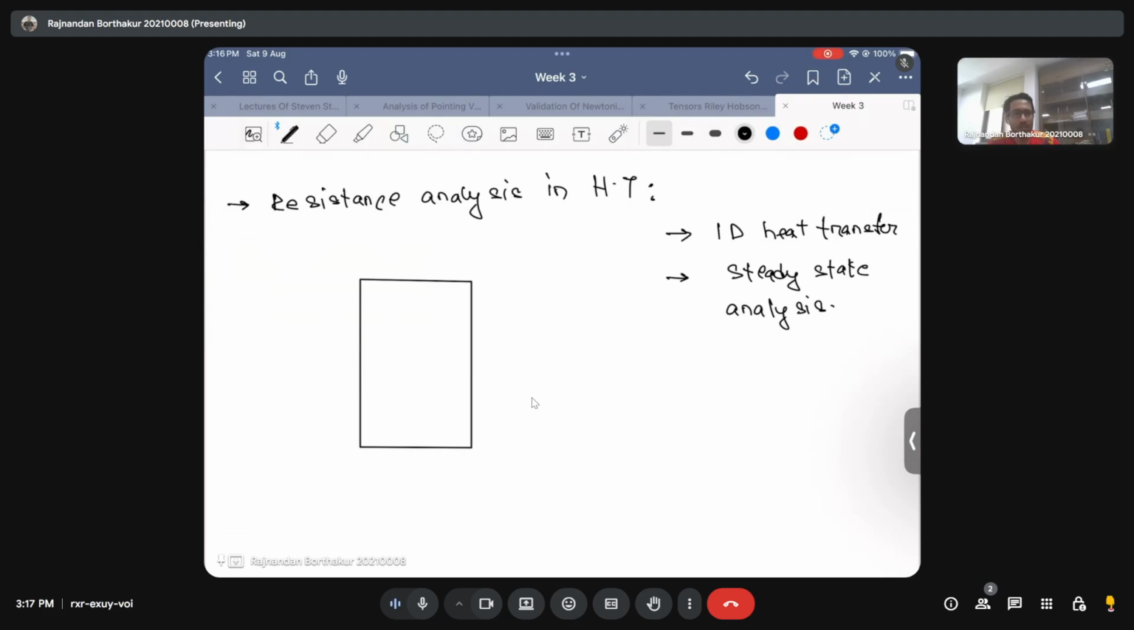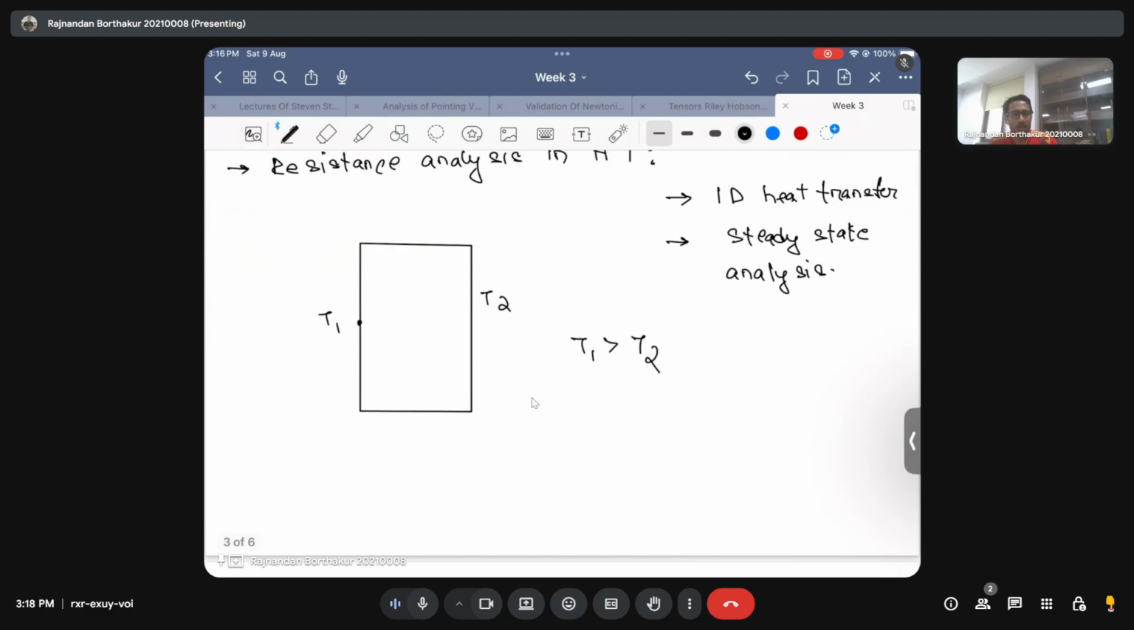Okay, in that context, you have seen that, let's say, there is a phase which is maintained at a temperature T1, and the other phase which is maintained at a temperature T2, you can effectively write the rate of heat transfer. Let's say I tell you that T1 is greater than T2. Then if I ask you what is the rate of heat transfer that takes place from the left hand side, we all know that the direction of heat transfer or the heat flux will be from the left hand side to the right hand side, because the left face is at a higher temperature.